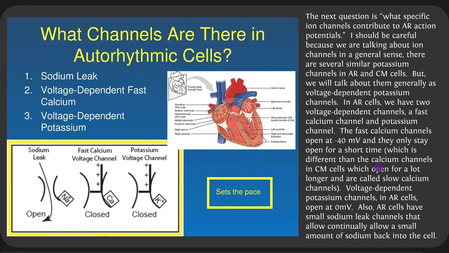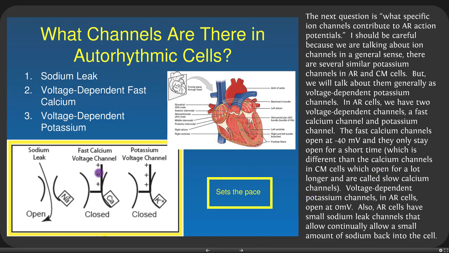The next question is, what specific ion channels contribute to AR action potentials? I should be careful, again, because there are several different potassium channels, and we're talking about them in a general sense as a group. We'll talk about them generally as voltage-dependent potassium channels. So in AR cells, we have 2 voltage-dependent channels, a fast calcium channel, and I indicate a voltage-dependent channel by showing that gate with the positive charges. And a voltage-dependent potassium channel is in here too, again shown with this gate with the positive charges.